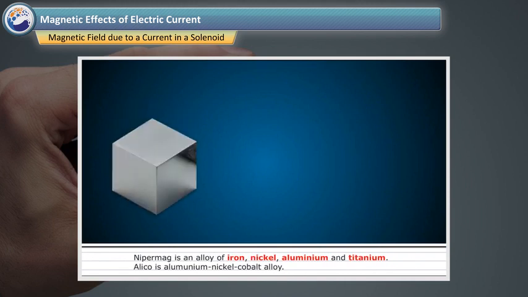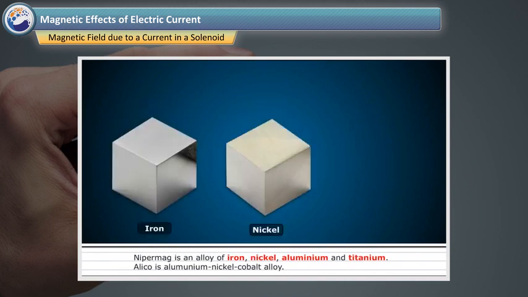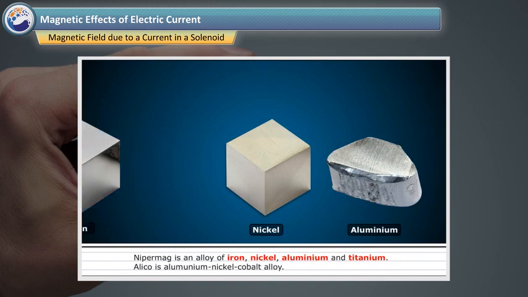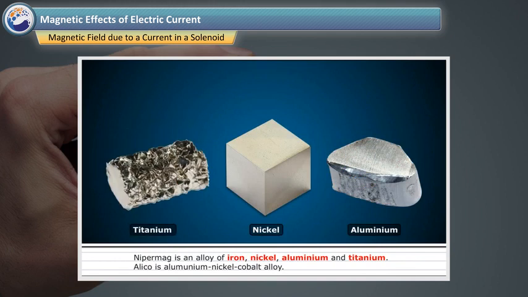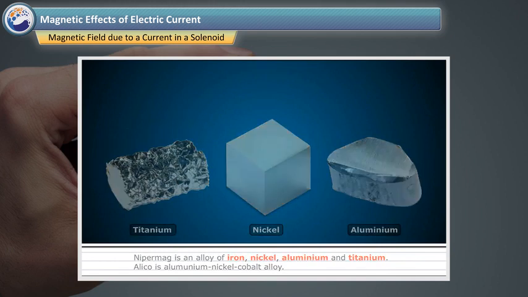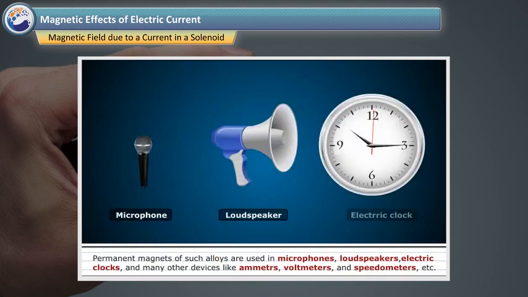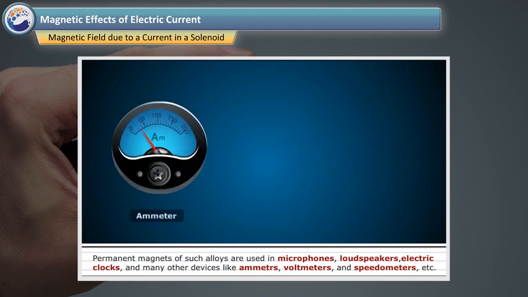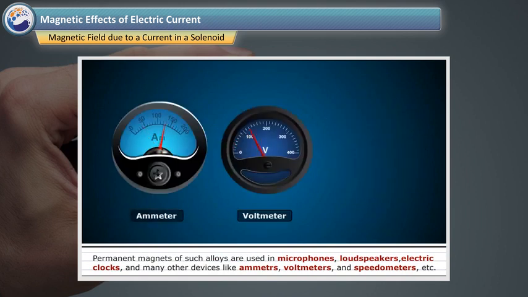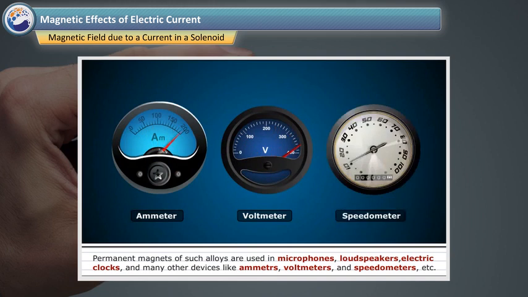Nippermag is an alloy of iron, nickel, aluminium, and titanium. Alnico is an aluminium-nickel-cobalt alloy. Permanent magnets of such alloys are used in microphones, loudspeakers, electric clocks, and many other devices like ammeters, voltmeters, and speedometers, etc.